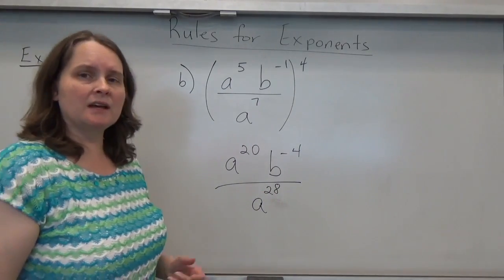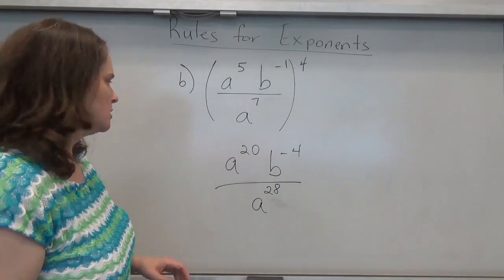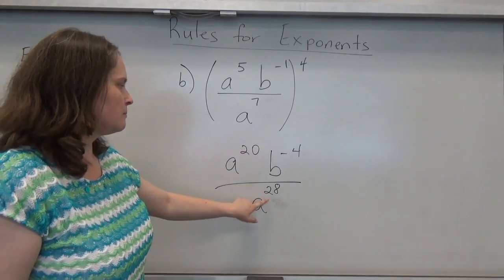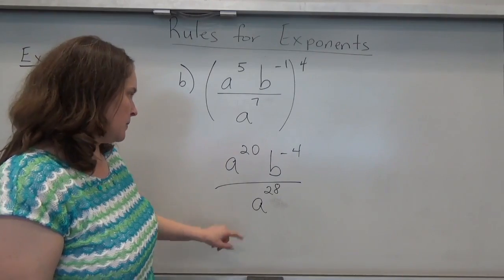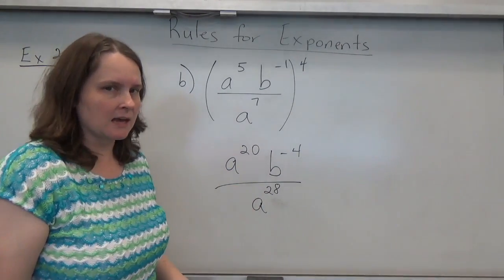I do not want to leave negative exponents. I also cannot have the same base appearing more than once in my answer. So I've got a to the 20th over a to the 28th. I've got to go ahead and combine these two. I know that I can subtract these exponents. If I subtract these, 20 minus 28 gives me negative 8.